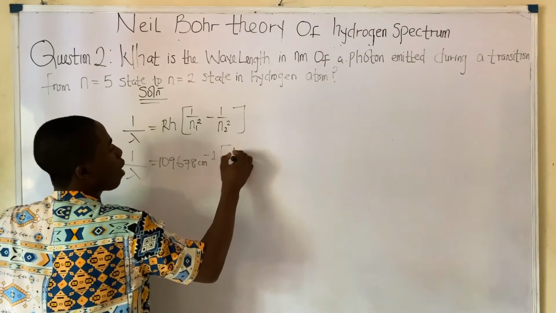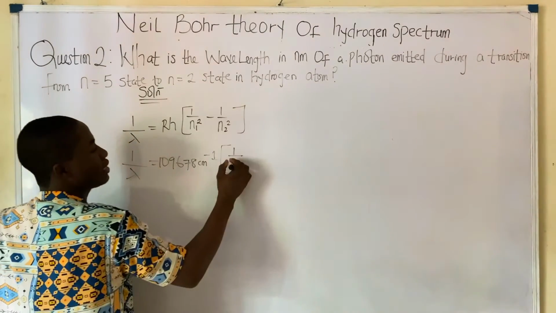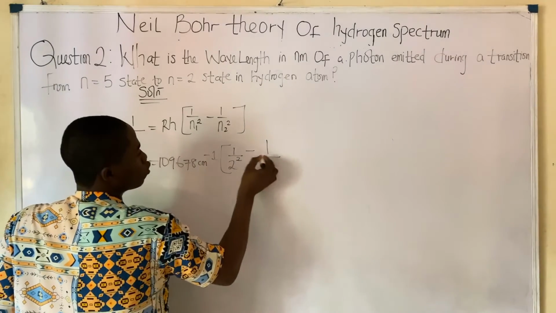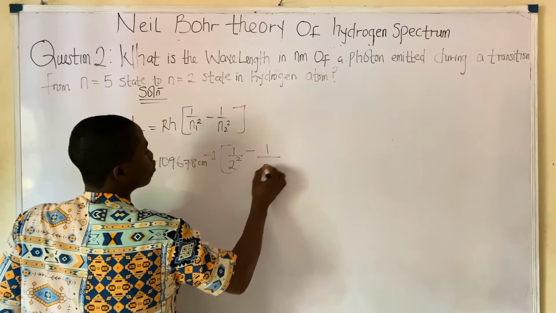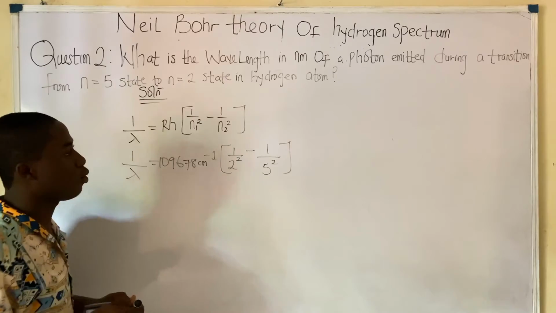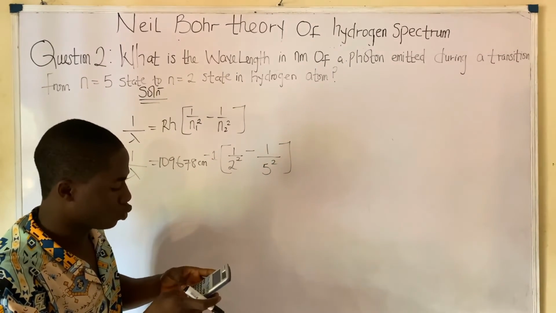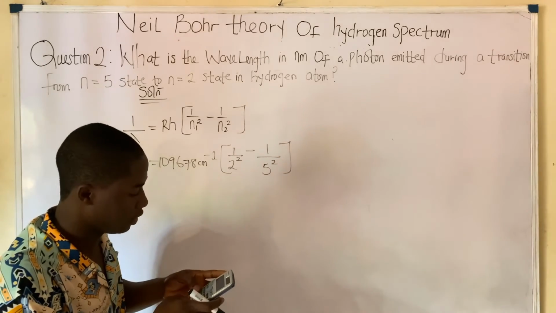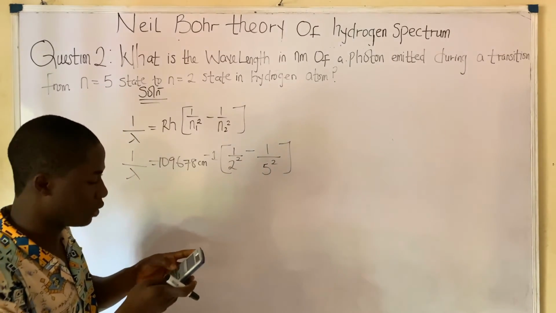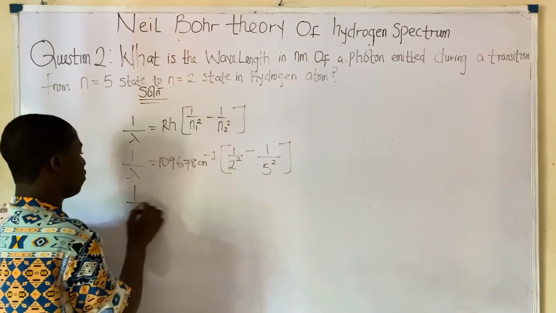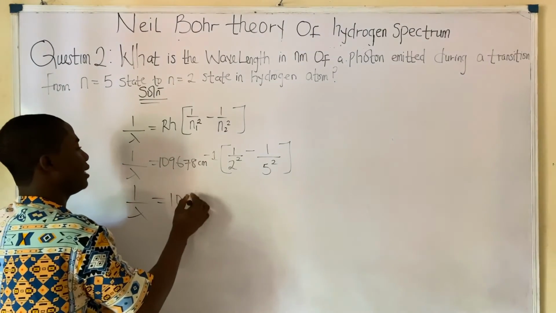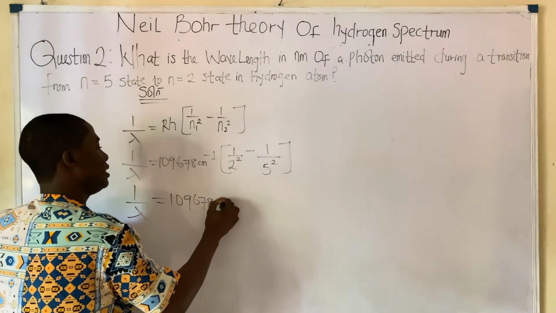Into 1 over n1, the lesser number I said, minus 1 over 5 squared. So with these, our work is done. Let's solve. It becomes 1 over 2 squared, that's 0.25. That's what we solved for just now. So 1 over lambda equals 109,678 per cm.